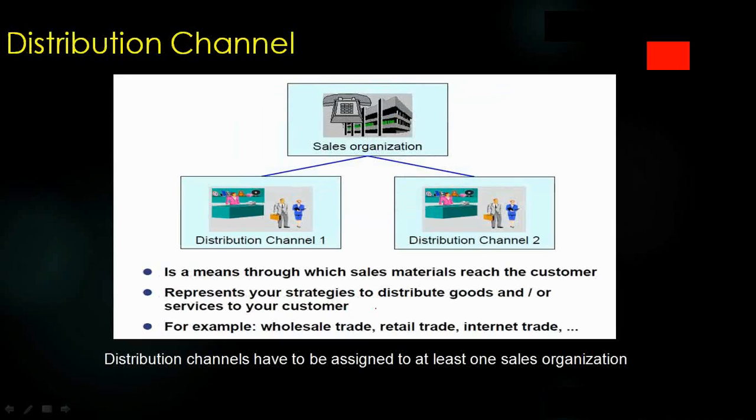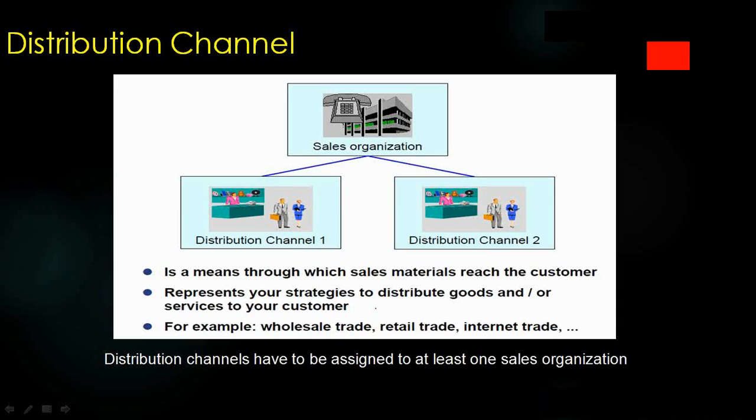Then we have a distribution channel. What does distribution channel mean? Distribution channel is the means through which sales material reaches the customer. For example, if I want to buy a laptop, I can either buy online. So that is one distribution channel, buying on the website online. Second, I can go to a shop and buy there. So that is another distribution channel, and that can be a retail distribution channel. So this is the meaning of distribution channel.